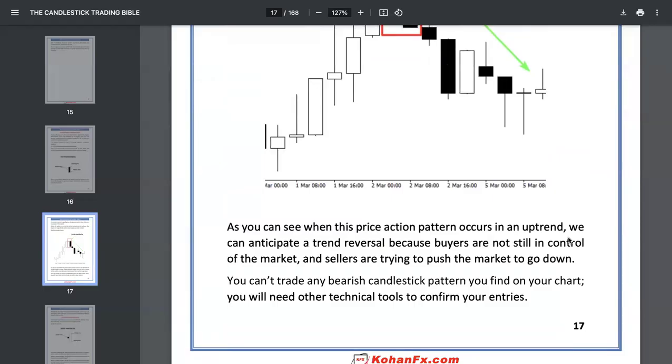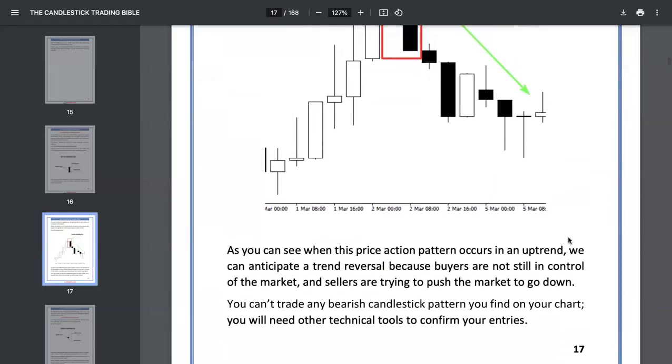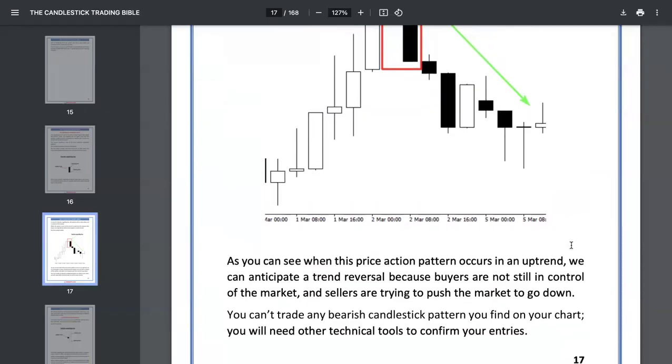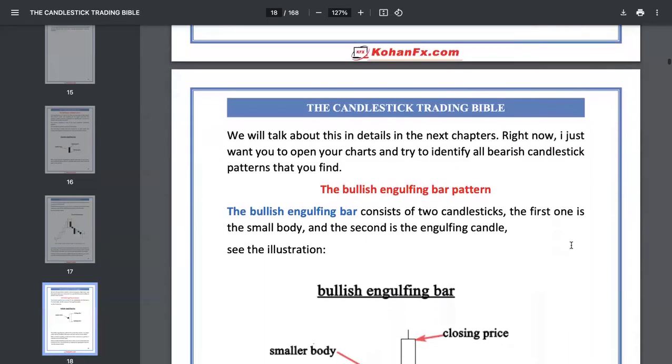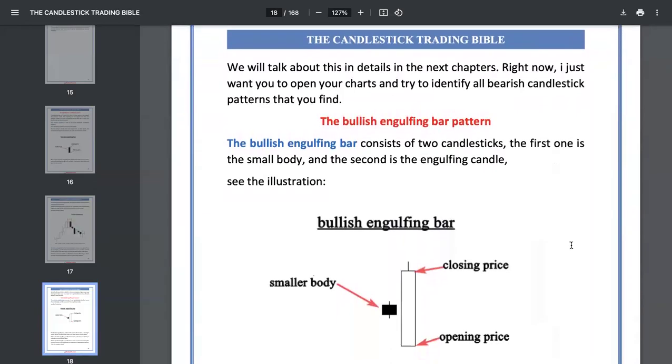You can't trade any bearish candlestick pattern you find on your chart. You will need other technical tools to confirm your entries. We will talk about this in detail in the next chapters. Right now, I just want you to open your charts and try to identify all bearish candlestick patterns that you find.